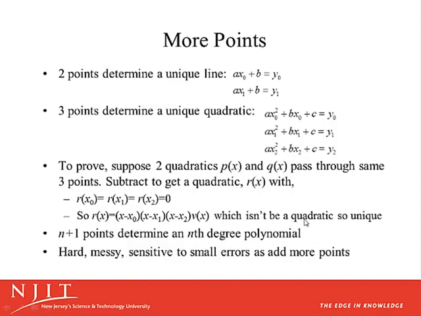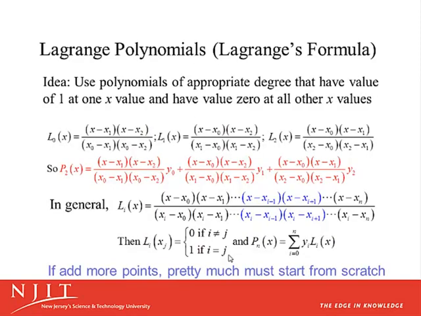2 points for a first degree polynomial, 3 points for a second degree, 4 points for a cubic, etc. As you use more points and get higher order polynomials, it becomes harder, it becomes messy. The functions become sensitive to small errors as you add more points. So there are problems with using higher degree polynomials, but we're going to show you how to do that anyway, at least to start. And we're going to use Lagrange polynomials.